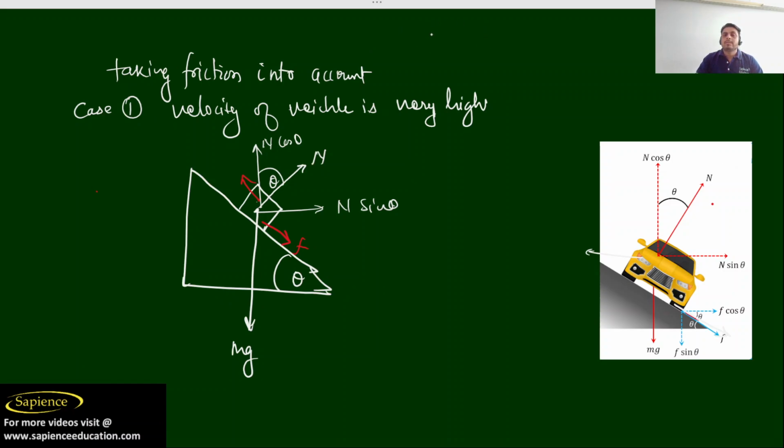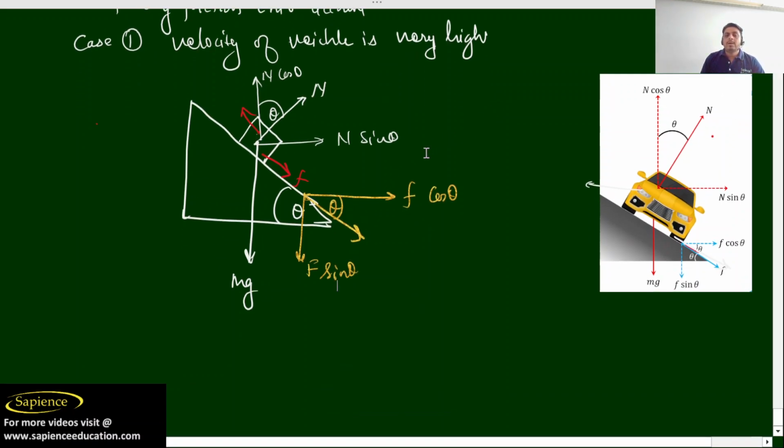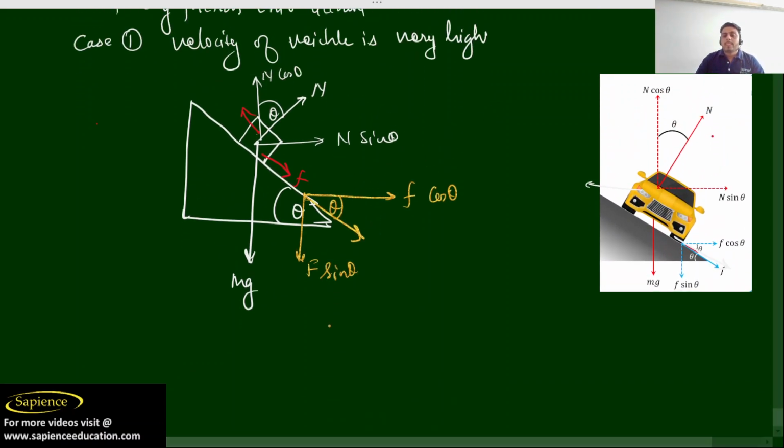Okay, now I will talk about friction. Suppose friction is acting here in the downward direction, so friction has two components. See here, this is your theta, so this will be f cos theta, and this is your f sin theta. Okay, so basically if we combine, all are acting on the same object, that is the car. So I will draw the free body diagram.